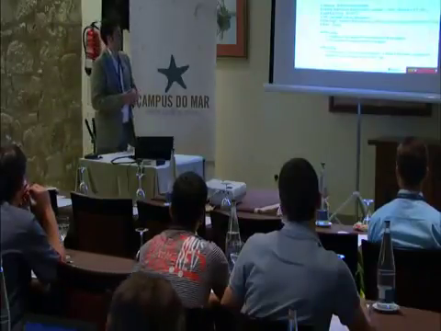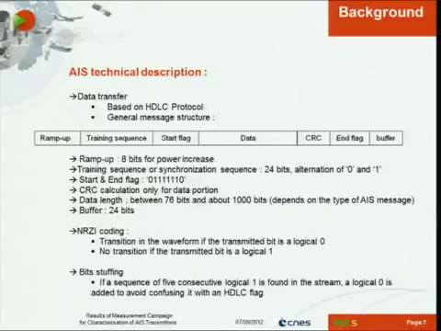Here is the general message structure of AIS. So there's ramp-up portions of 8 bits for power increase, then the training sequence of 24 bits that consists in an alternation of logical 0 and logical 1 for synchronization. Then the useful data and the CRC are between a start flag and an end flag of 8 bits. And finally, the buffer is composed of 24 bits for jitter, bit stuffing, or power decrease.